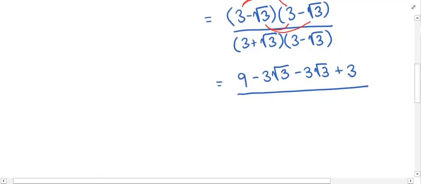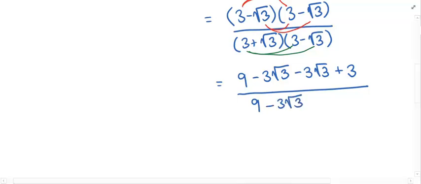The denominator, FOIL again. The first terms, 3 times 3 is 9. The outer terms, 3 times negative square root of 3 is going to be minus 3 square root of 3. The inner terms, 3 times the square root of 3 is going to give us a positive 3 square root of 3. And then the last terms: positive square root of 3 times negative square root of 3. Positive times negative will be negative. Square root of 3 times the square root of 3 is going to be 3.